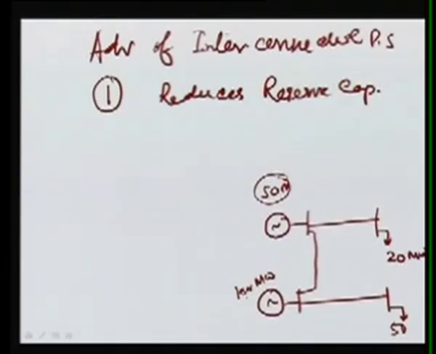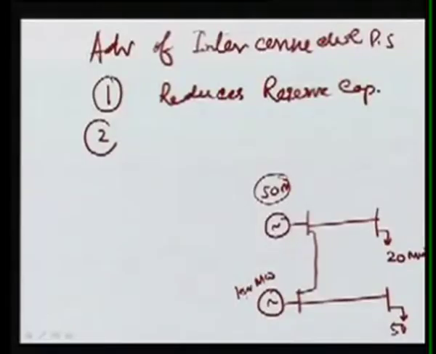Means here the same generator can supply here and still we have the 30 megawatt reserve. So due to the interconnection, we can reduce the reserve margin of the system, which means we can reduce the installed capacity of the power system by interconnecting. This is one of the major advantages.